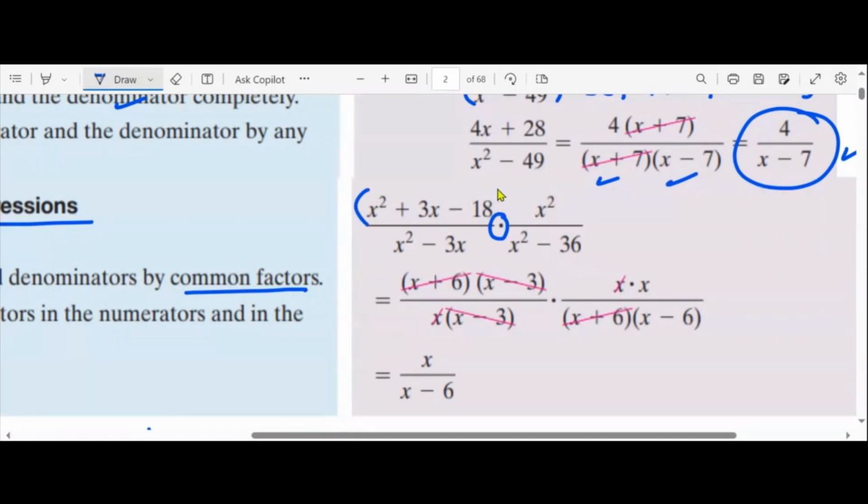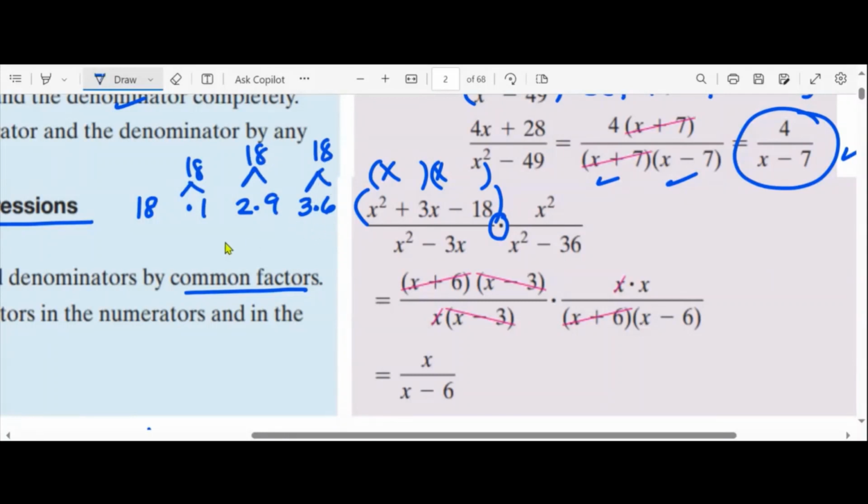Okay, so let's take the first one. Do we have a greatest common factor here? No. Can I factor it? Trinomial? Yes, it's going to be x. 18 can be what and what? It can be 18 times 1, or it can be 2 times 9, or 3 times 6. Which two numbers will give you the sum of 3? 3 times 6. So the only one is 3 times 6.